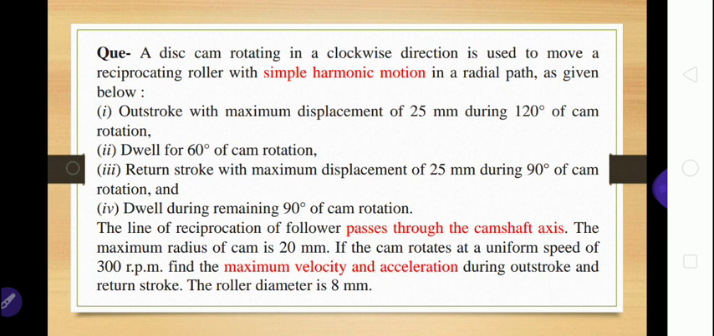Here you just have to find the maximum velocity during outstroke and return stroke, and similarly the maximum acceleration. You are not asked to draw a velocity and acceleration diagram here; you are just asked to find these two values. You can find these two by using the formulas we used in the above problem. So this is the problem. Solve this problem and tell the answers for maximum velocity and acceleration in the comment box.